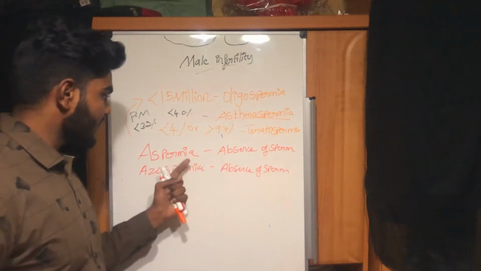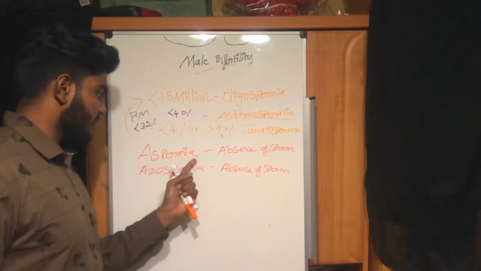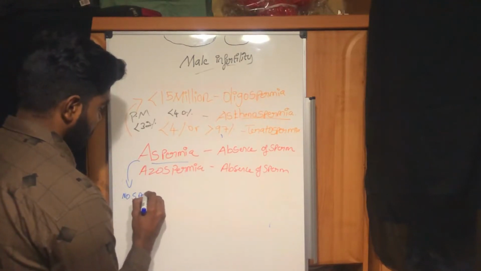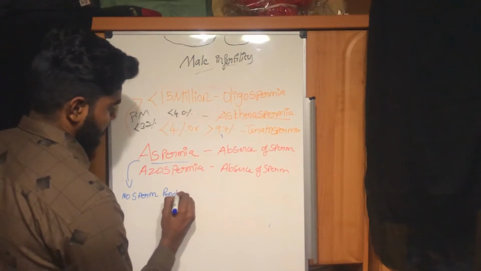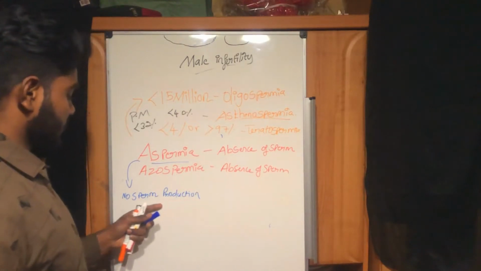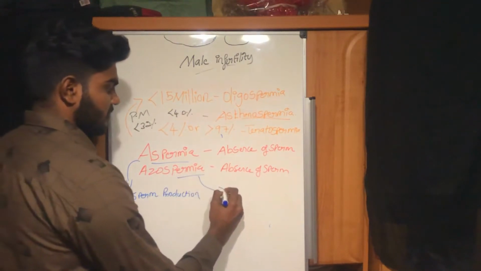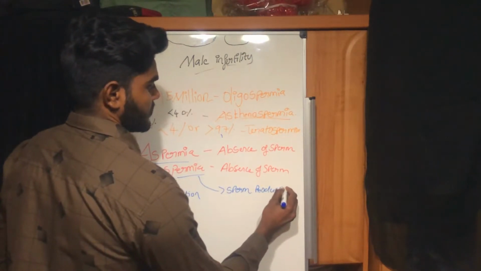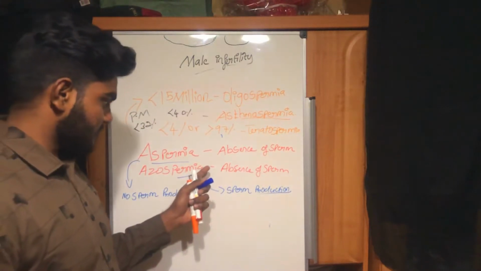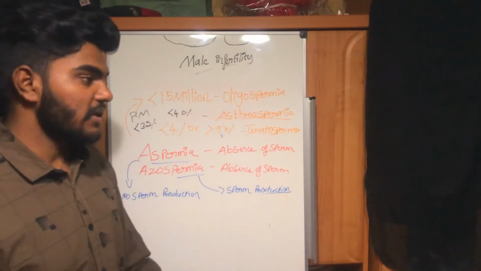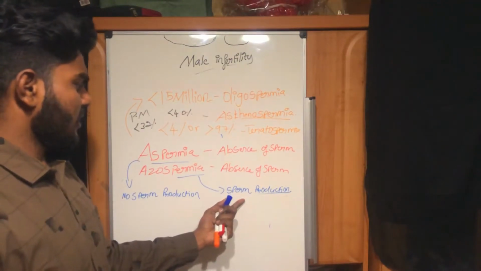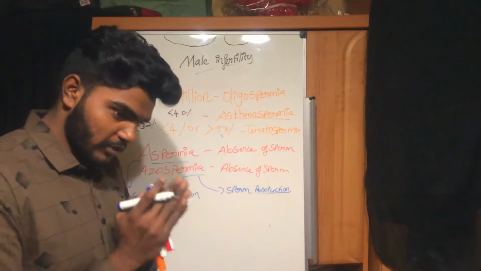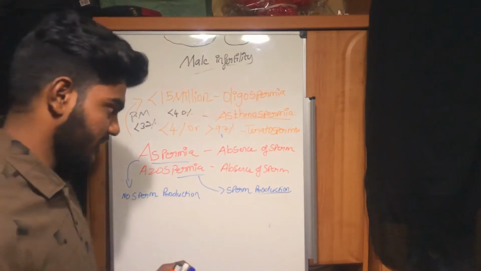Then you can ask how we can differentiate aspermia and azoospermia. Aspermia means there is no sperm production. And azoospermia means sperm production is there, but the sperm will not come out from the testis. It can be blocked in the epididymis or vas deferens. There is no problem with production, but the sperm will not come out of the body. That is the main thing.